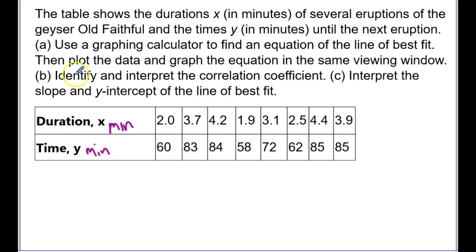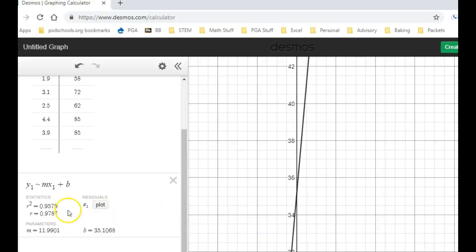Okay, so now I'm being asked to identify and interpret the correlation coefficient. So here we go. Let's go back to Desmos and see what our correlation coefficient was. So you'll notice our correlation coefficient is always going to be r. So this r value, 0.9787, that is pretty close to 1. So that's going to tell me that it is a pretty strong positive, right? Because it's a positive r value. It's a positive correlation. And I really don't have to do anything with it other than that. Just say it's pretty close to 1 and it's positive, so it's a very strong positive correlation.